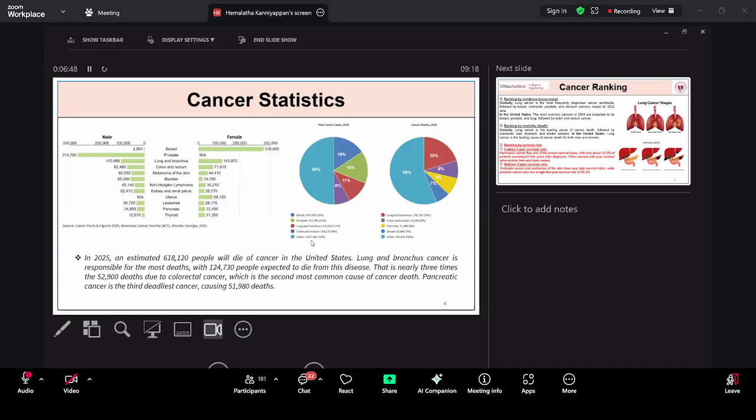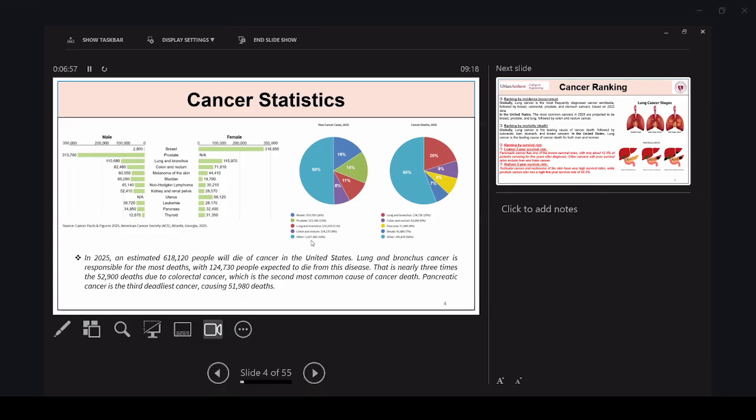Yeah. So this slide mainly represents the statistics of cancer worldwide and mostly focuses on the United States, as I stay here now and do a lot of research. As you see, in 2025, an estimated 618,000 people will die of cancer in the United States. Lung cancer and bronchus cancer, the bronchus being an air passage to the lungs, are responsible for most deaths.